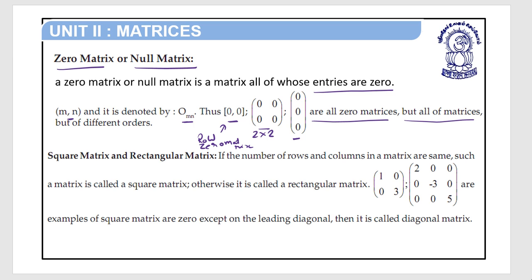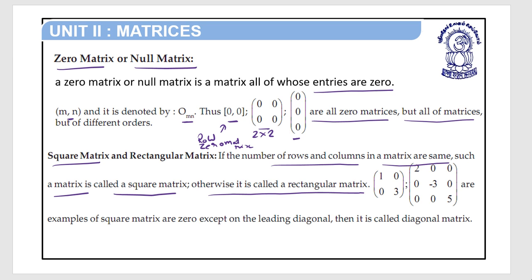Square matrix and rectangular matrix. If the number of rows and columns in a matrix are the same, such a matrix is called a square matrix, meaning all sides are the same. Otherwise it is called a rectangular matrix. Suppose 3 cross 3: the number of rows is 3 and the number of columns is 3, so a 3 by 3 matrix is a square matrix.